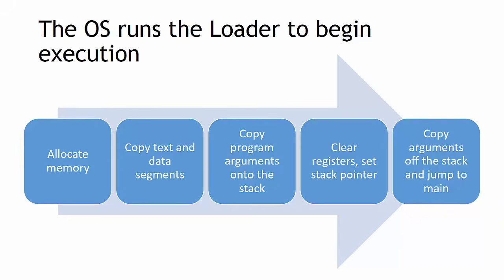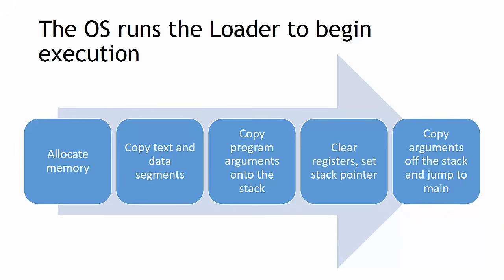Then, after it's got the text and data segments available, it's also going to copy the program arguments that come from command line instructions onto the stack. So those -S or the -c that we showed you earlier from the compiling commands would be arguments that would be copied onto the stack so that the program can call those arguments from the stack when needed.